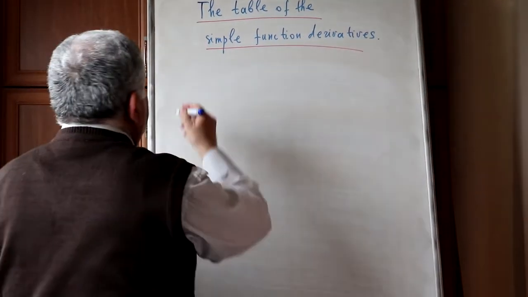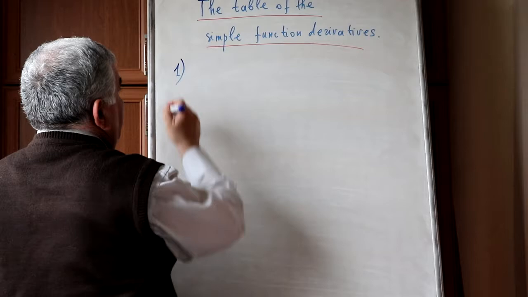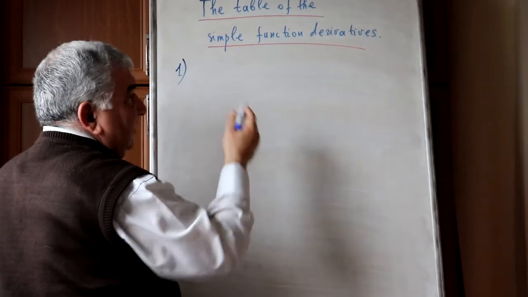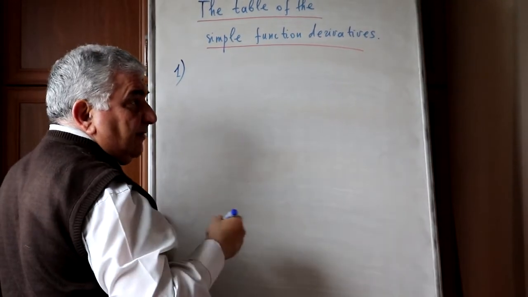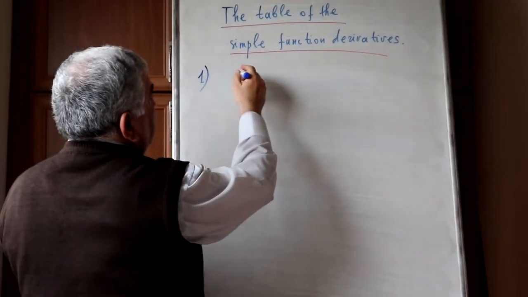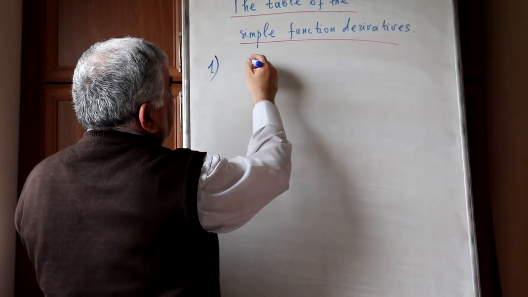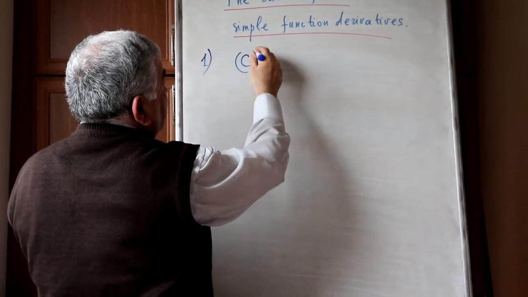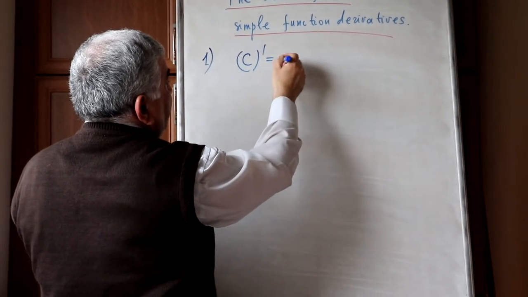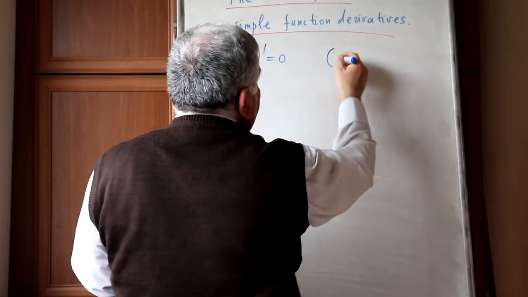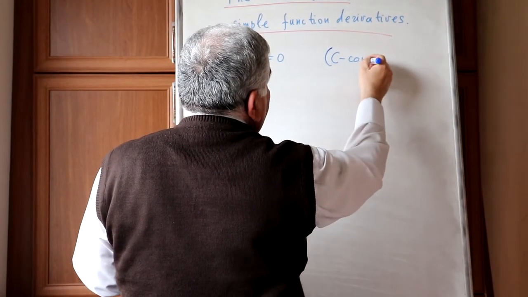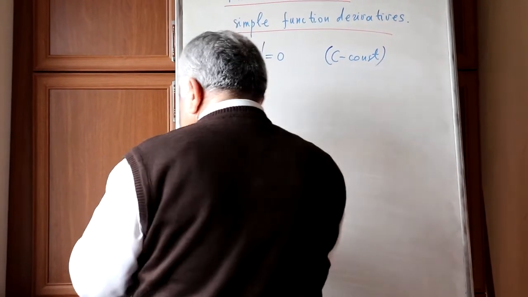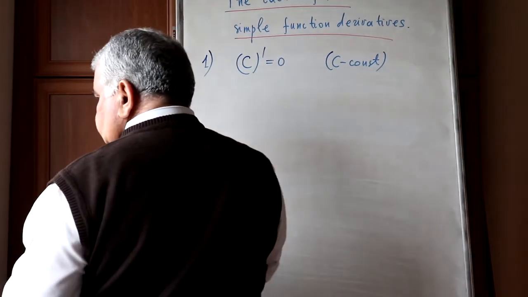First formula. The derivative of the constant value is 0. C prime is 0. Here C is constant. Derivative of constant is 0.